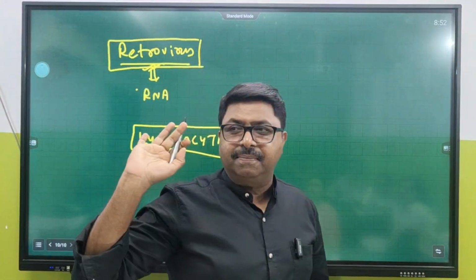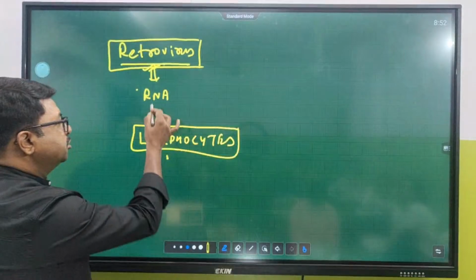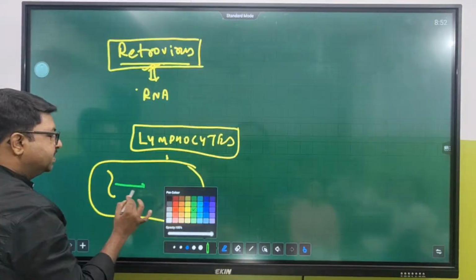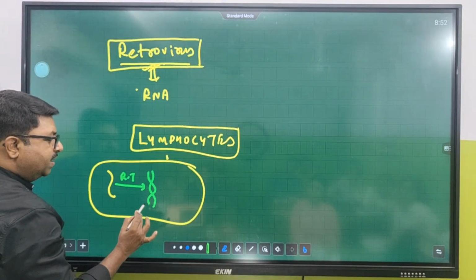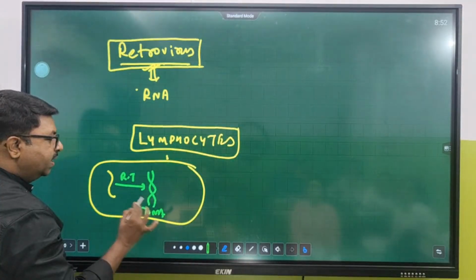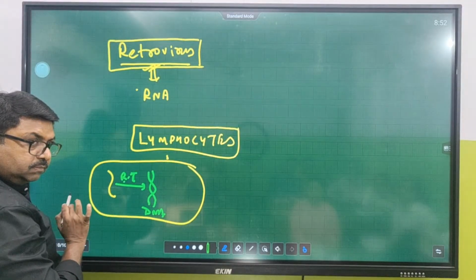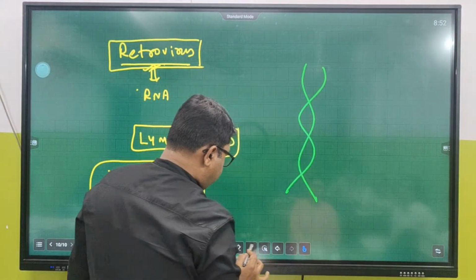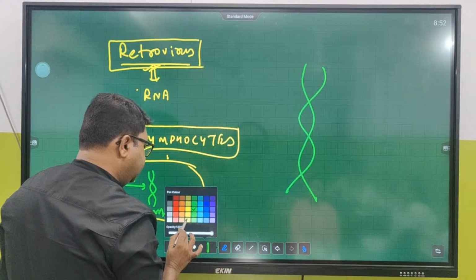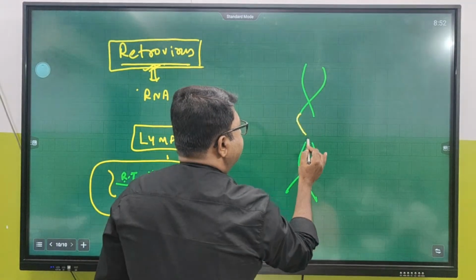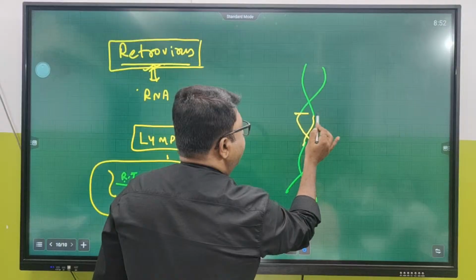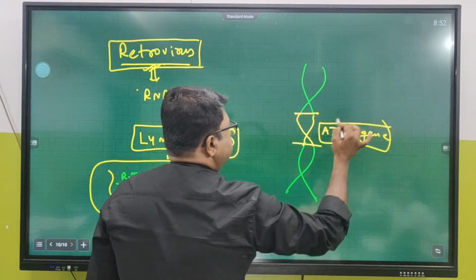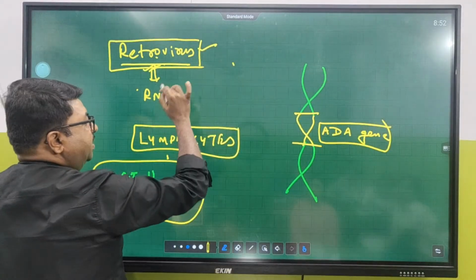We have already covered AIDS. In AIDS, it is going to introduce RNA. If this is a cell, it introduces the RNA, and this RNA by reverse transcription is going to make double stranded DNA. This is called reverse transcription. Say, for example, this is the particular DNA, and this portion of the DNA can give rise to ADA. This is the ADA gene. So you cut this portion, the ADA gene, and introduce it inside the retrovirus.